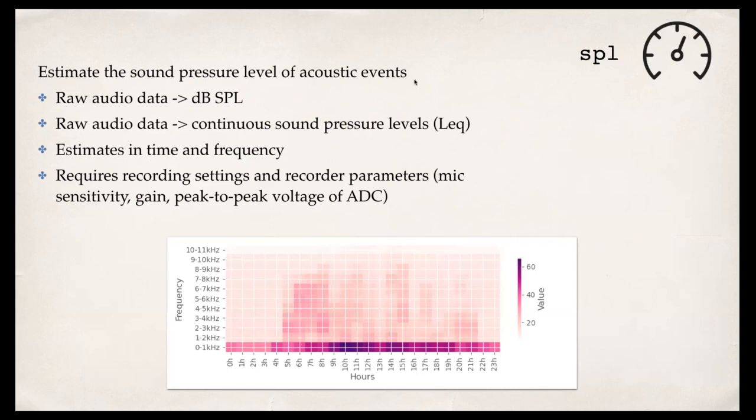And finally, you also have this module called sound pressure level, or SPL, which you can use to estimate the sound pressure level of acoustic events. So you can transform your raw data into decibels, sound pressure levels, and also equivalent continuous sound pressure levels, or LEQ. This can give you estimates in time and frequency. And what it requires is the recording settings and the recording parameters. For example, the microphone sensitivity, the gain, the peak-to-peak voltage of the ADC system.